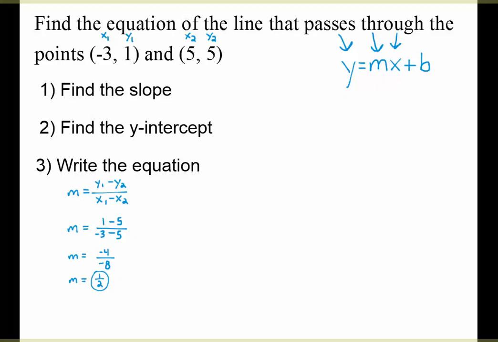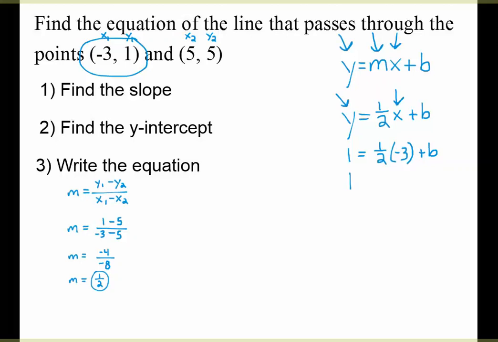Let me go ahead and write down y equals 1/2 x plus b, sort of where we're at. Now we're just going to plug in an x value, and we're going to plug in a y value. And let's use that very first point, so the negative 3, 1. The y value is 1. The x value is negative 3. And then we still don't know the b, but we'll be able to use algebra to work backwards here.